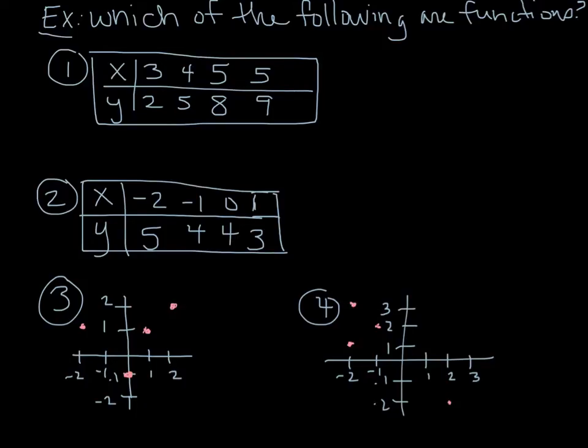And 3 is okay because it only has 2. 4 is okay because it only has 5. However, 5, when x is 5, y can be both 8 and 9. So this one is not a function.